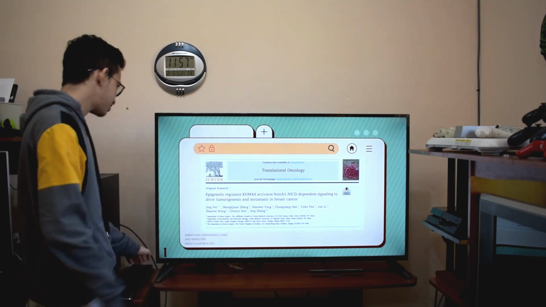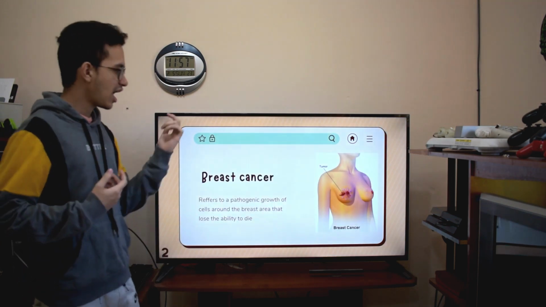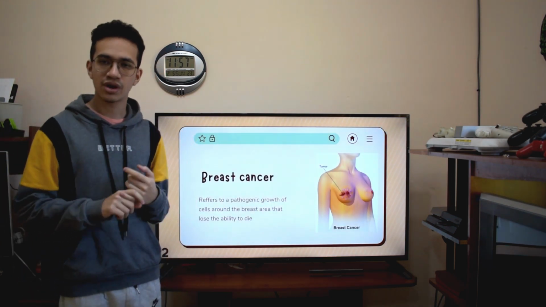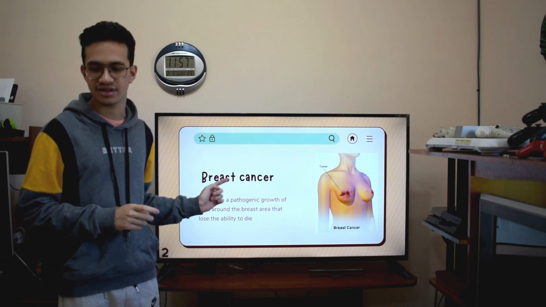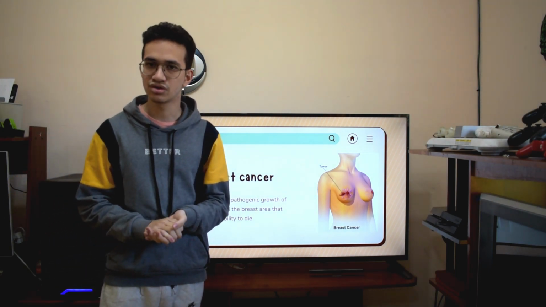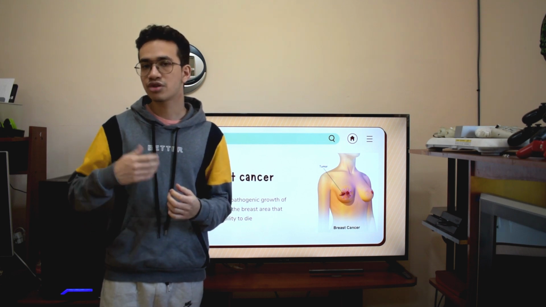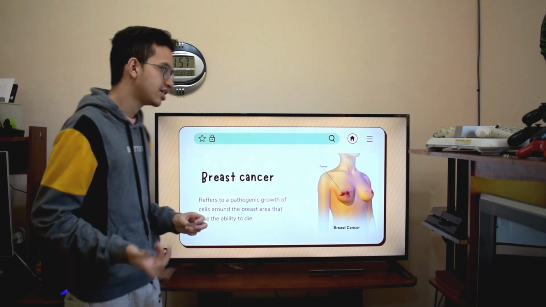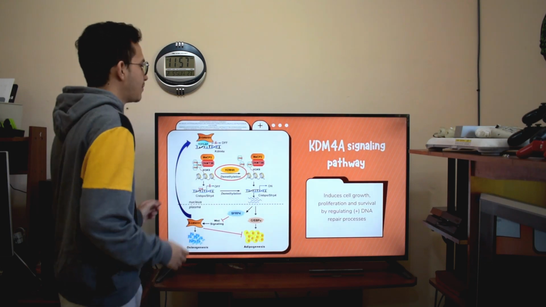We're going to discuss a lot about this later, but first, we've got to talk about one of the main axes of the article, that is breast cancer. Breast cancer refers to the pathological growth of cells around the breast area that refuse or lose the ability to die, consuming so much energy and refusing to die, leading the host to its death.